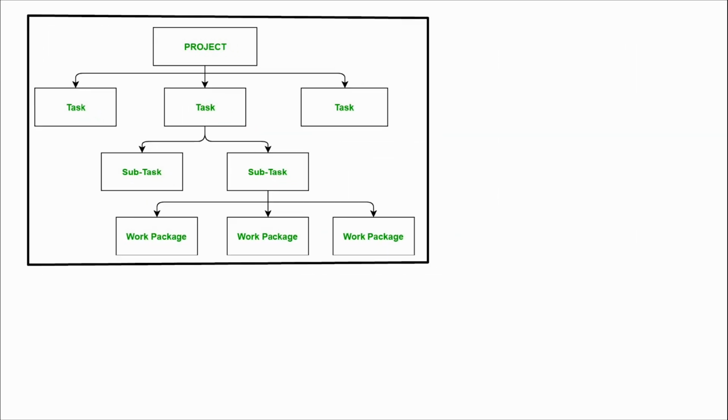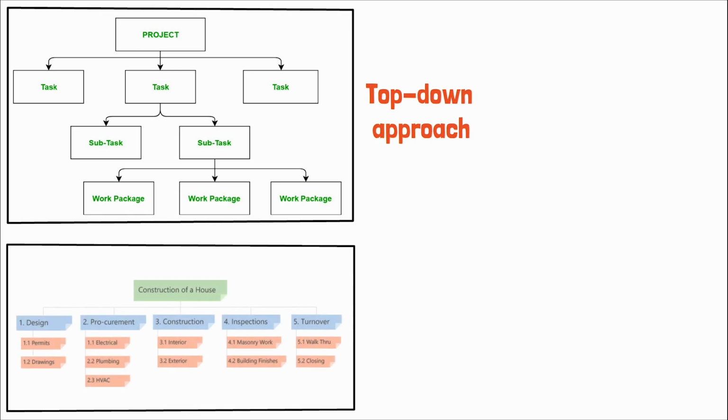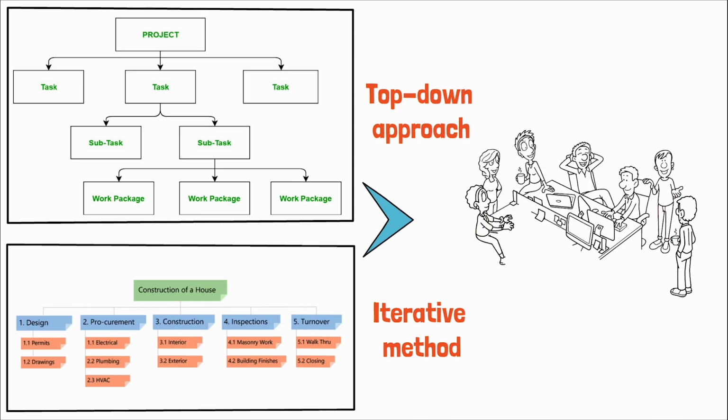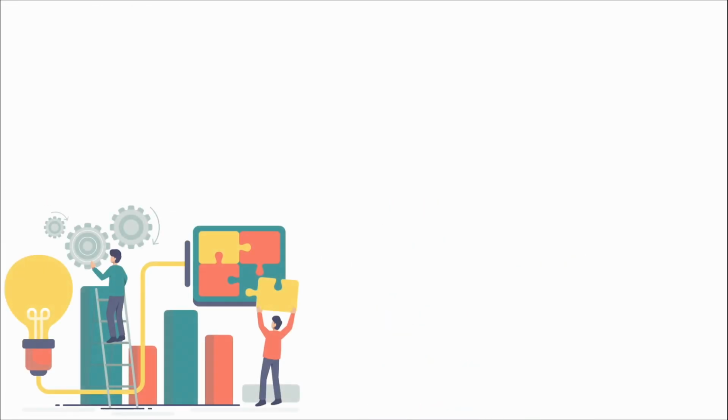Some project managers may choose a methodical, top-down approach, while others may opt for a more agile, iterative method, adapting the WBS as the project evolves. The method chosen often depends on the project's nature and the industry's best practices, allowing for a tailored approach to project management.